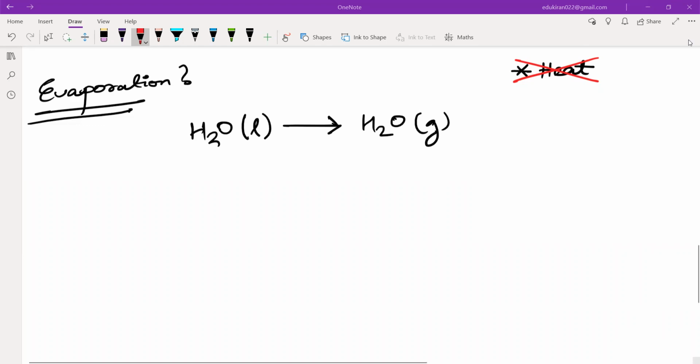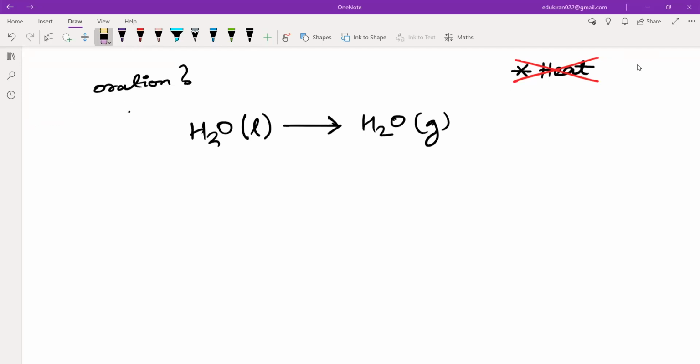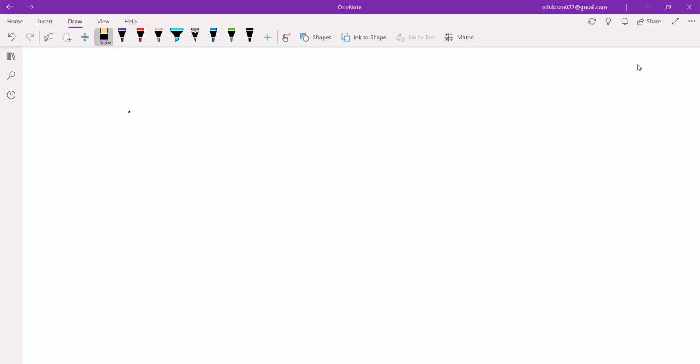Simple evaporation. If you splash some water on the floor, the water is evaporated after a while. You don't see any water. Why is that happening? We are not heating it. Why is that happening? Okay. So heating is not the answer. I need someone to answer me.